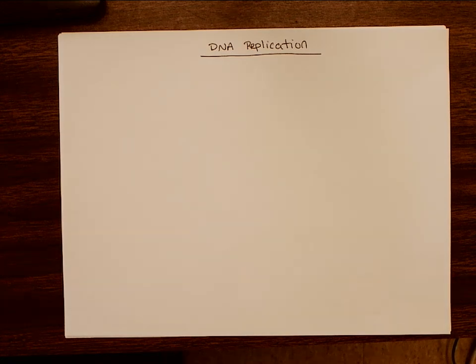In this video, we're going to take a look at DNA replication. The reason why we see DNA replication is we need to have two copies of the DNA before our cell divides, so that way each new cell will have an identical copy of this genetic material.